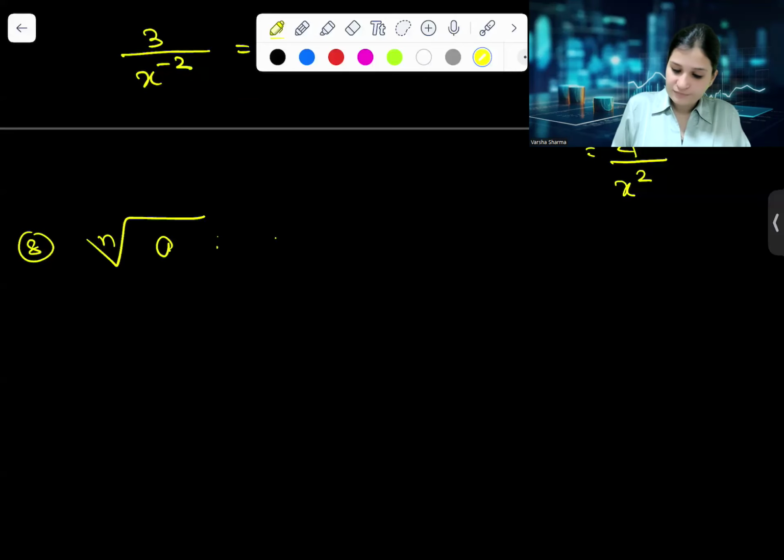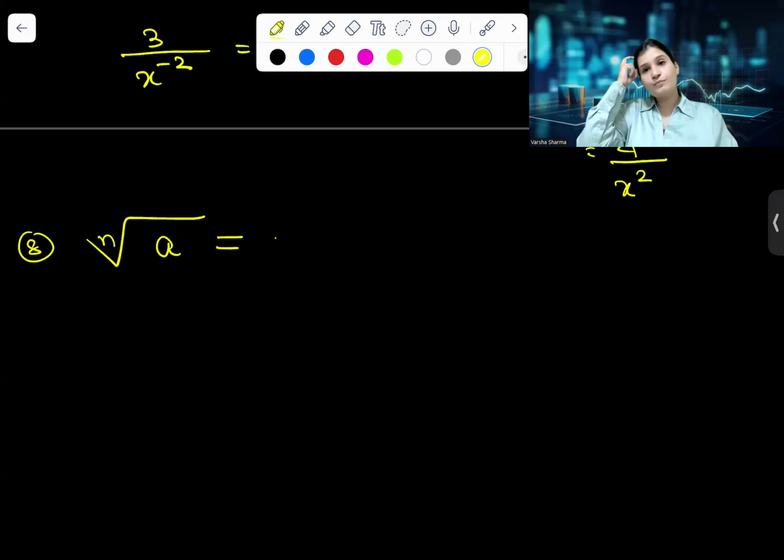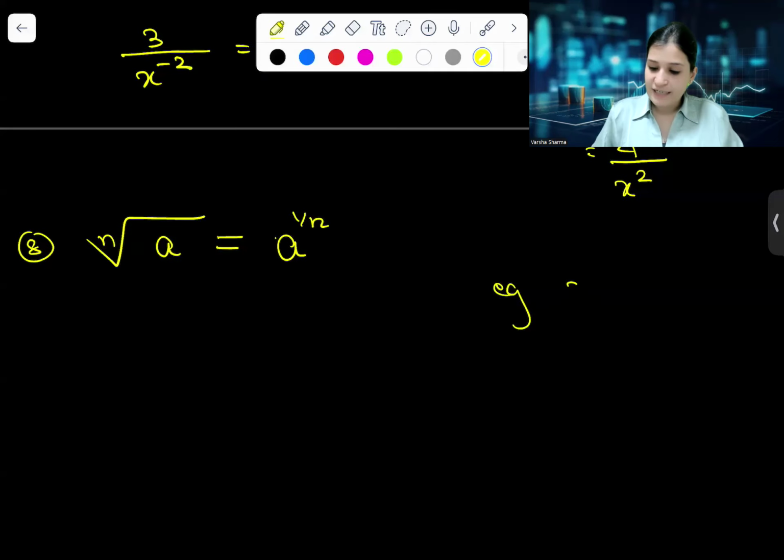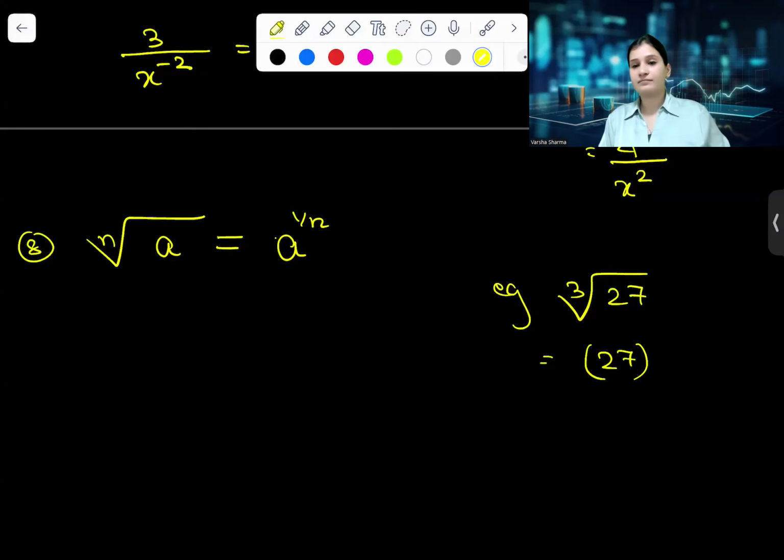Eighth property: nth root of a. Whenever I want to remove the root and simplify, this n will come in the exponent, but as a reciprocal. Nth root means the power is 1 upon n. For example, if I tell you cube root 27, if I remove the cube root sign, what will be there in the power? 1 by 3.